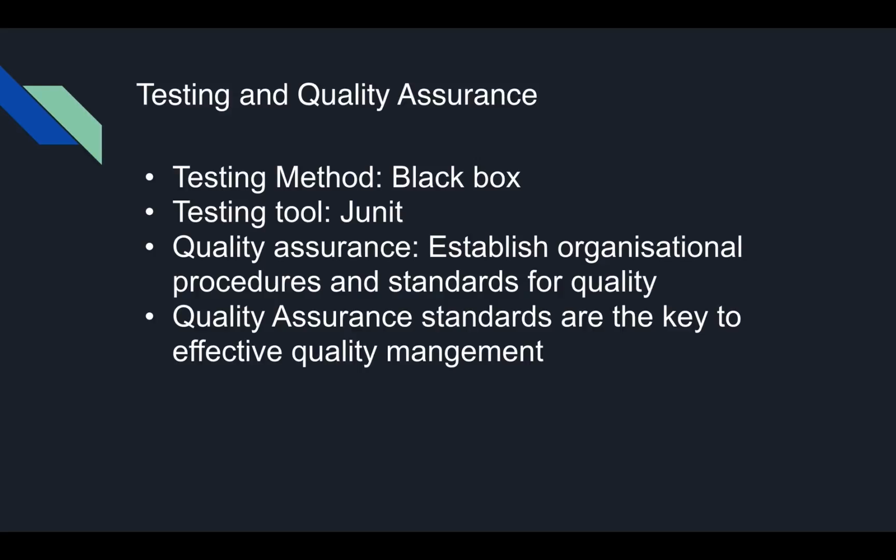For testing and quality assurance, our project chooses black box as the testing strategy and JUnit as the testing tool. The quality assurance is to establish organizational procedures and standards for quality. The quality assurance standards are the key tool of effective quality management. The planning for quality assurance has been completed and all deviations from quality assurance standards have been noted. Quality planning, quality control, and quality reviews have been defined for project quality.